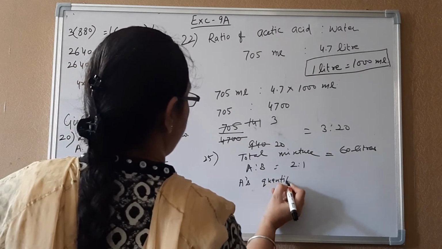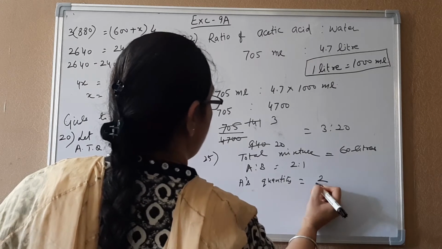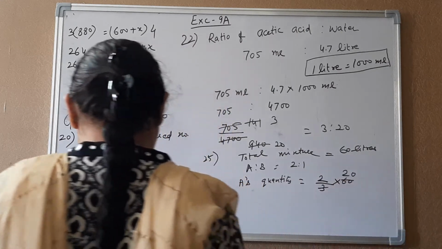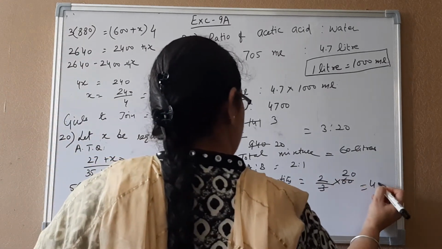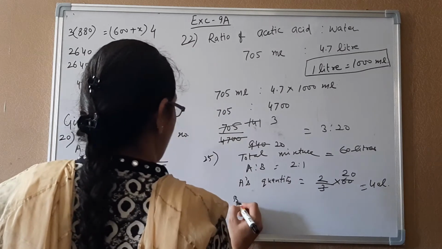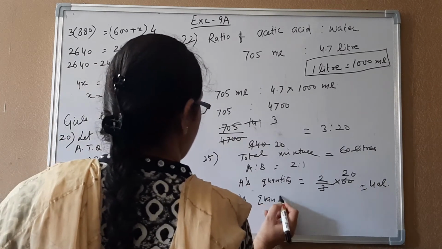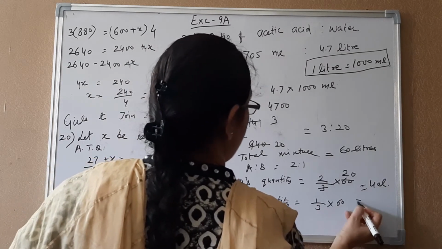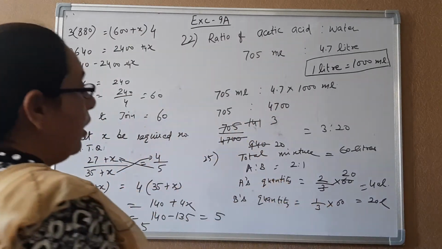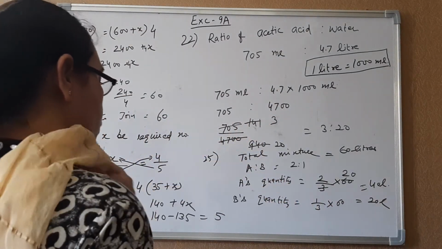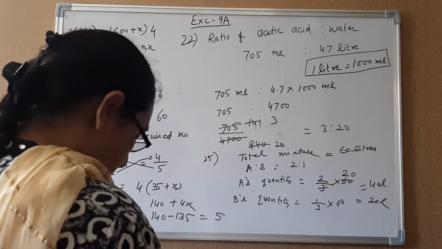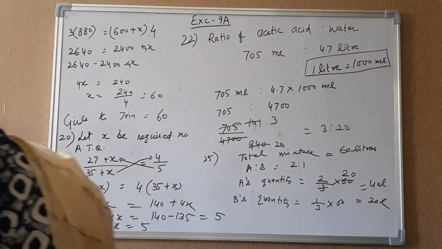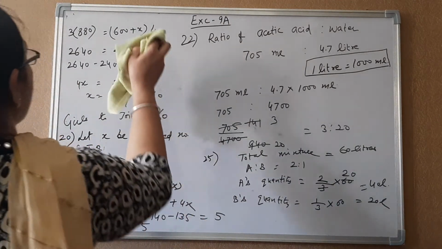So what is A's quantity? What would be the quantity of A in this? 2 by sum into 60. That is going to be 40 liters. Then B's quantity is 1 by 3 into 60, that is 20 liters. Or you can subtract 40 from 60 to get 20 directly. Now they are saying what is to be added to B only. What is to be added to B to get the ratio as 1 ratio 2.